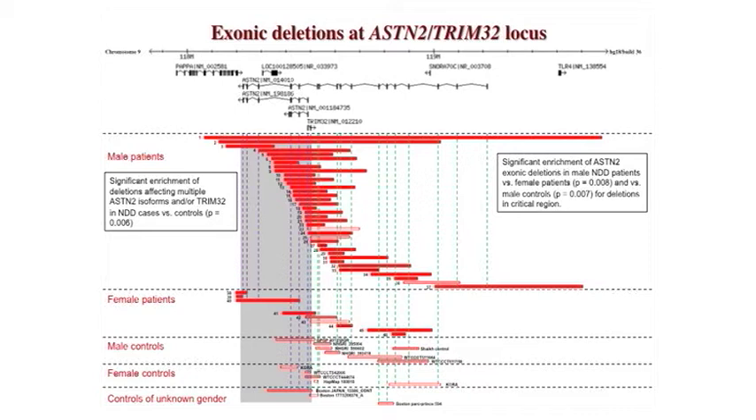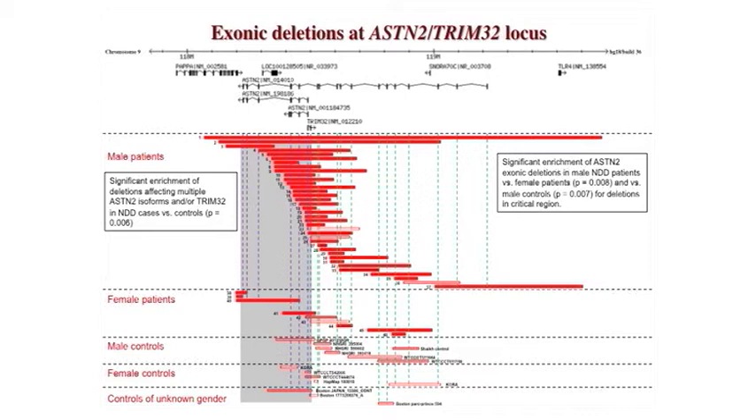In the top panel are the male carriers, and the bottom panel is female carriers, male controls, female controls, and then controls of unknown gender. The take-home message from the study is we saw significant enrichment of ASTN2 exonic deletions in male NDD patients versus female patients. And this is significantly associated. And also versus the male controls for deletions in the same region.